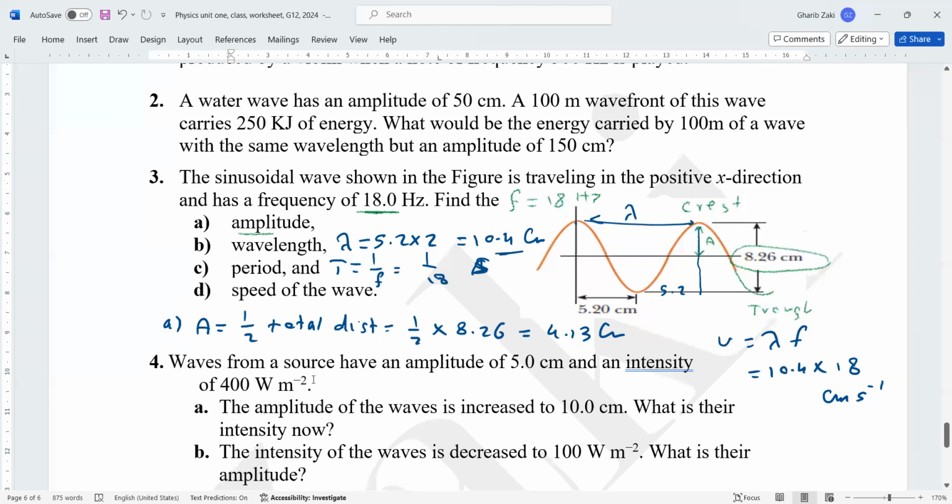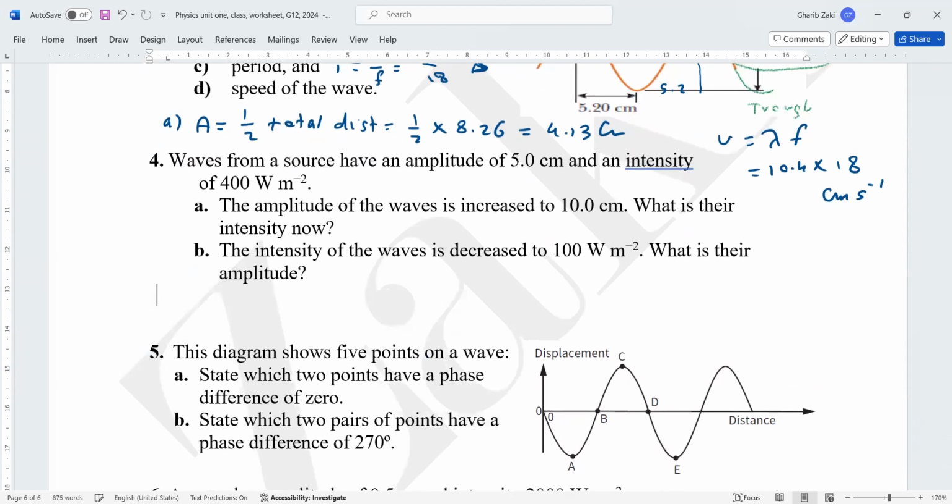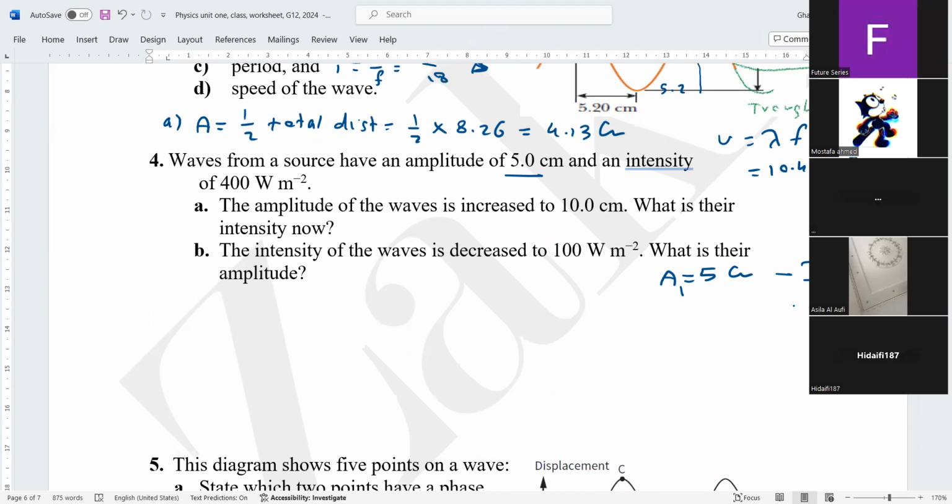Okay, guys. Now we solve question number 4. Look at number 4, please. Waves from a source have an amplitude of 5 centimeter. So the amplitude is 5 centimeter, and the intensity, when the amplitude is 5 centimeter, is 400 watt per meter squared.